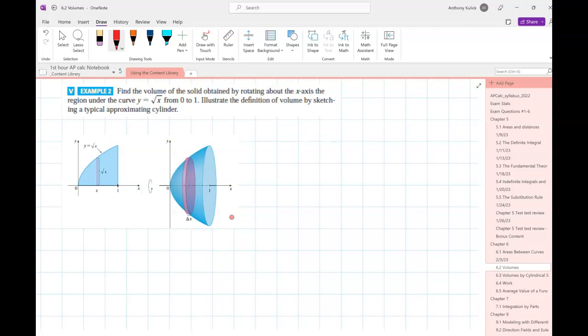This is where having some good three-dimensional imagination becomes really helpful, just for building some intuition, like closing your eyes, picturing what that's going to look like when it spins around. Oftentimes that will be quite helpful for us.